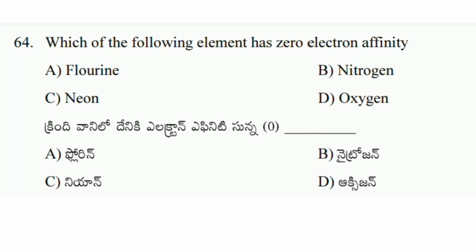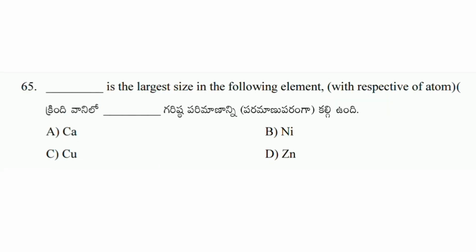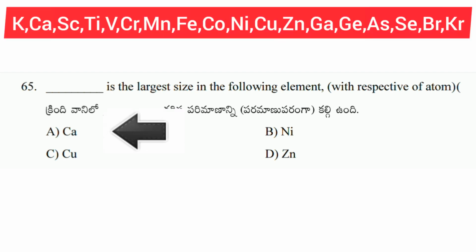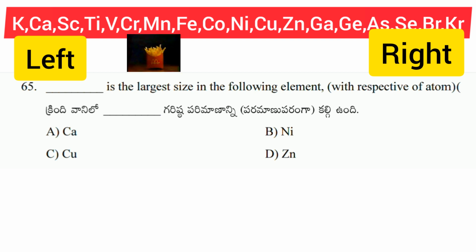When coming to another bit, next, which of the following elements has 0 electron affinity? It is also a direct bit, that is a noble gas, that is neon. Option C is correct. Next bit, which is the largest in size among the following elements with respect to atom: calcium, nickel, copper, zinc. All these 4 elements belong to the fourth period. We all know that in a period, when moving from left to right, atomic size decreases. So calcium has the largest atomic size among these 4 elements. So calcium is the answer, option A is correct.